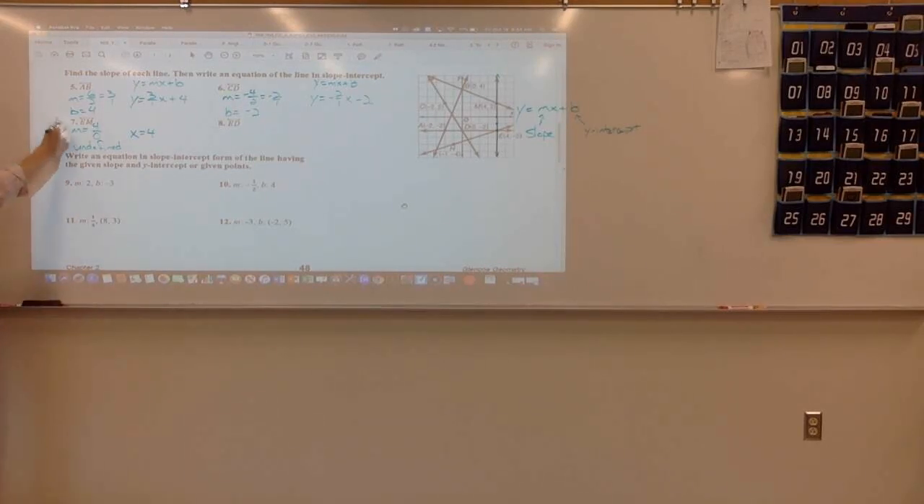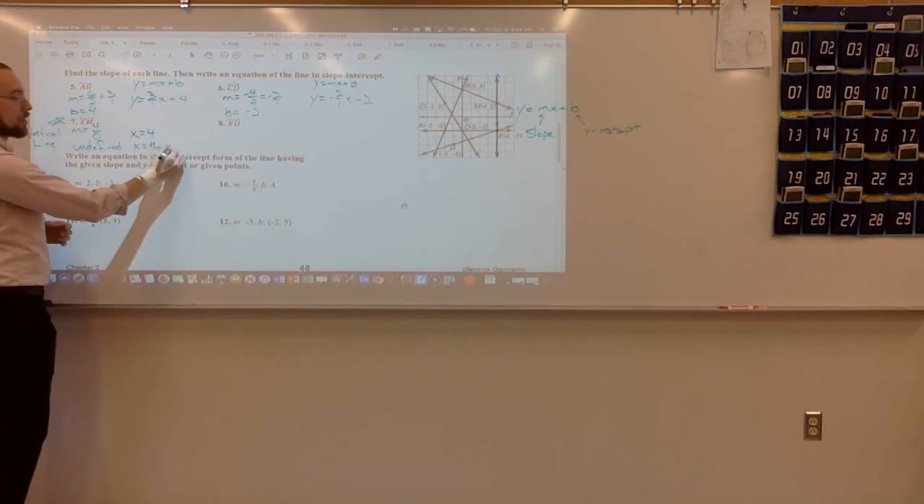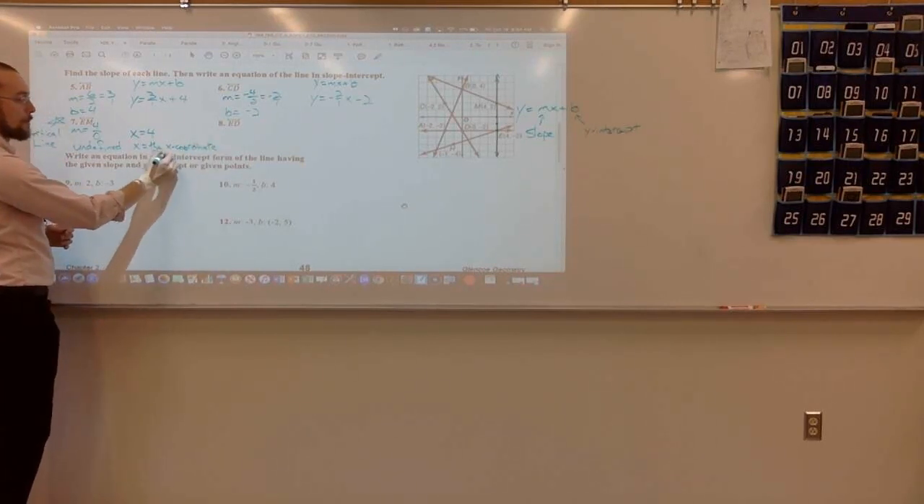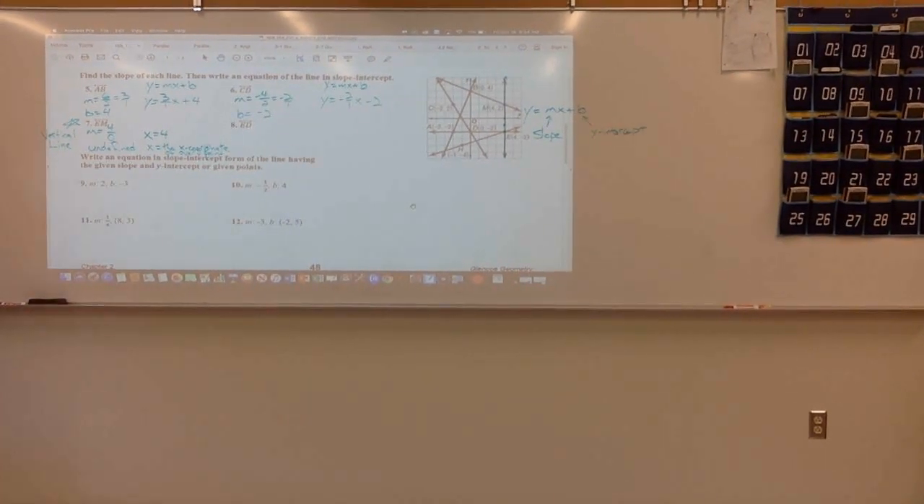You can make a star here. This is a special case. Whenever we have a vertical line, it's just going to be x equals the x-coordinate of every point on the line. In this case, every point on that line has an x-coordinate of 4. So the equation of that line is x equals 4. You okay with that one? That's a special case. That one's a little bit funky.